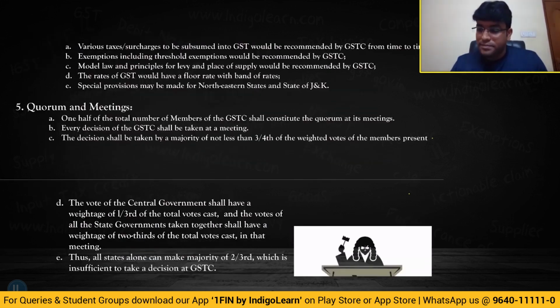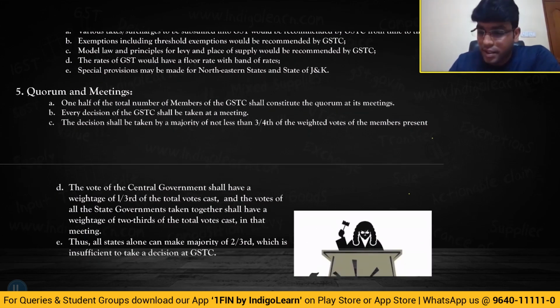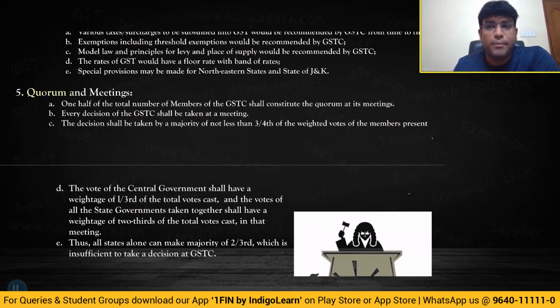Next, quorum and meeting. This is very important. What is quorum actually? Quorum is nothing but the minimum number of members to be present to make the meeting valid. Now, what they said here is one half. I repeat again, they did not say 1.5. They said one half. Half of the total number of members of the council shall constitute the quorum at its meeting. And any decision of the GST Council shall be taken at a meeting only.